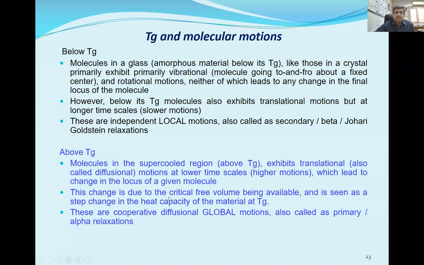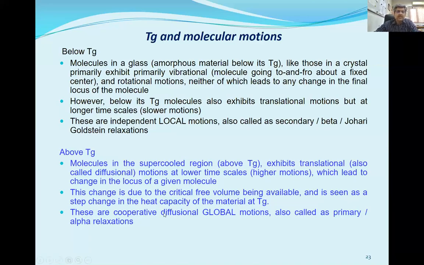This change is due to the critical free volume being available and is seen as a step change in heat capacity of the material at glass transition temperature. What it means in simple terminology is that at the Tg there is a change in the free volume of the system, and since now greater free volume is available above the Tg, the molecules are free to move in the translational manner. In other words, they show diffusional motions at a higher frequency now.